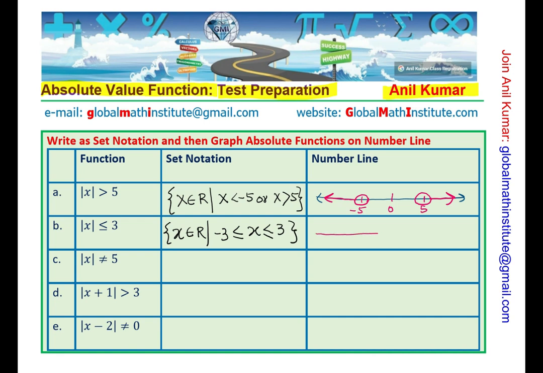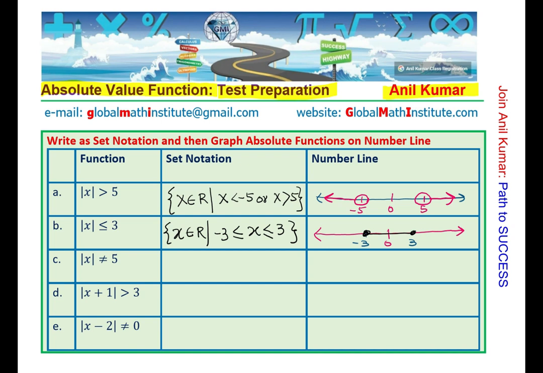So in this particular case, it is within plus and minus 3. So let's say that is 0 for us, and let's write down minus 3 here and plus 3 here. So what we really have is within and including 3 and minus 3. So that means filled in circles at plus and minus 3, correct? And then join them. So that becomes your solution.